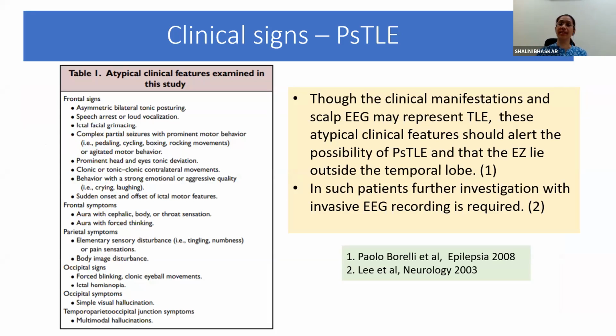This table illustrates the various atypical clinical features in patients with pseudo-TLE. Though the clinical manifestation and scalp EEG may represent TLE, these atypical clinical features should alert the possibility of pseudo-TLE and that the epileptogenic zone lies outside the temporal lobe. In such patients, further investigation with invasive EEG recording is needed.